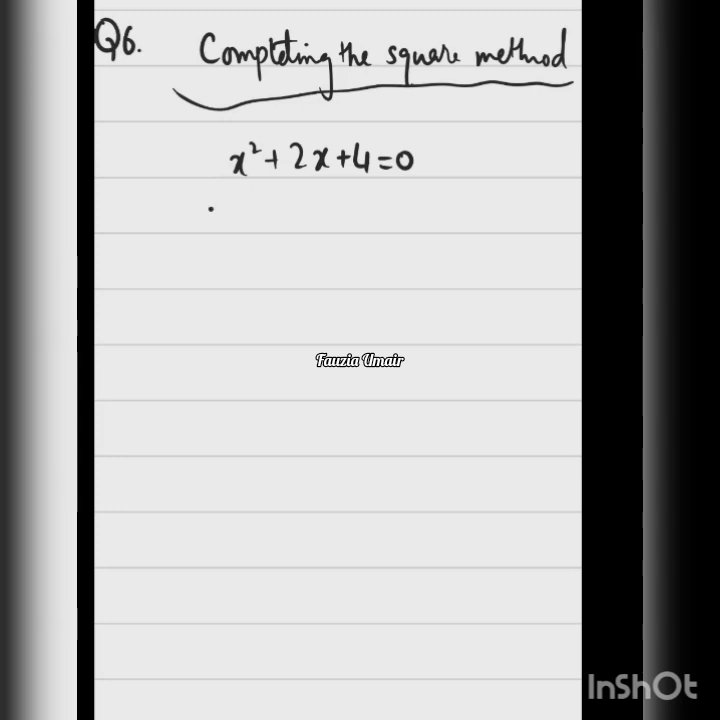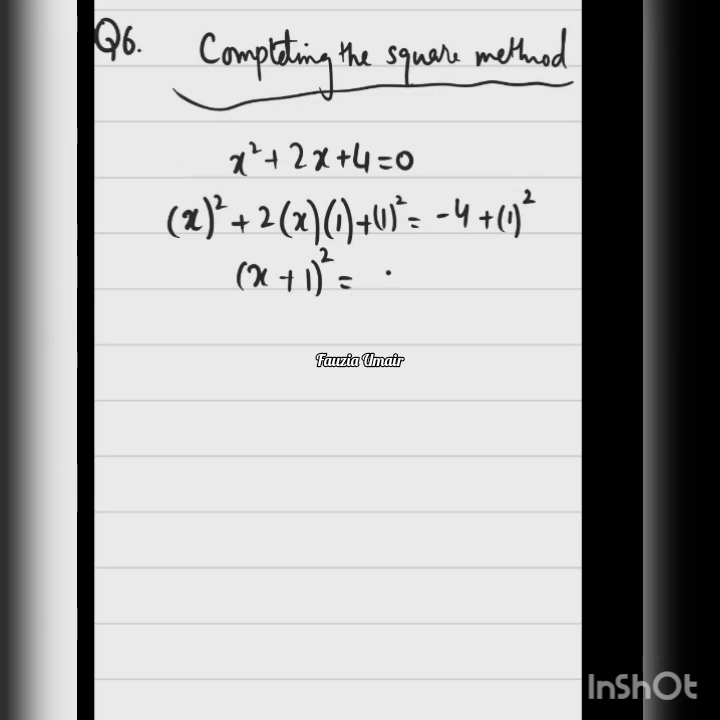How to use the completing the square method? This is your first square, x square plus 2 into x into what will it be, 1, plus 1 square. So it's -4 plus 1 square. This is x plus 1 whole square. This is -3.